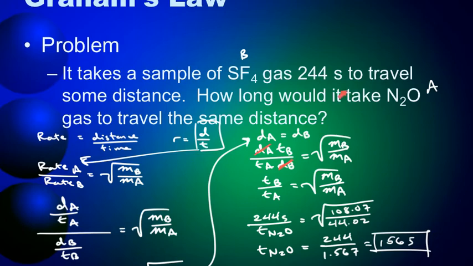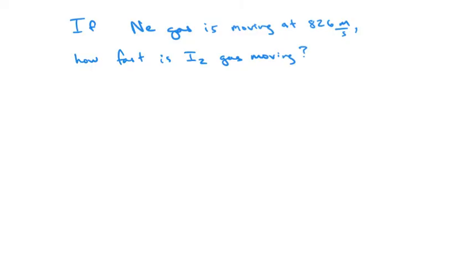Let's make sure this makes sense. N2O is lighter. It should be traveling faster. If you're traveling faster, it should take you less time to go the same distance, which seems to be the case here. So at least logically, our answer seems to be consistent.